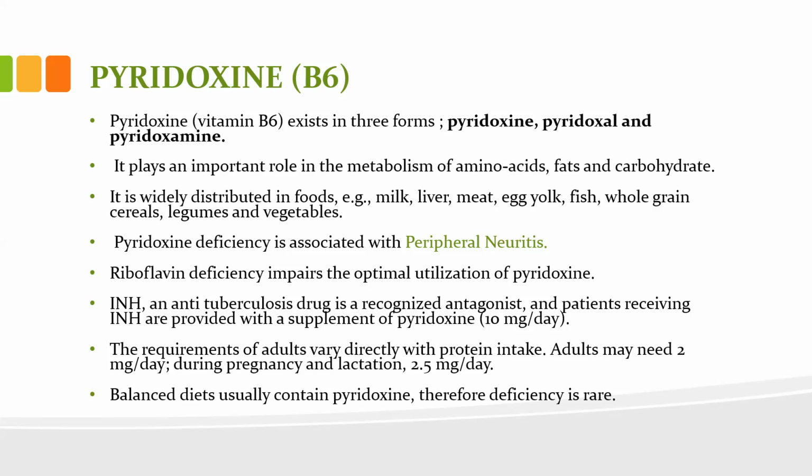Isoniazid, which is an anti-tuberculous drug, is a recognized antagonist, and patients receiving isoniazid are provided with a supplement of pyridoxine at a dose of 10 milligram per day. The requirement of adults varies directly with the protein intake. Adults may need 2 milligram per day, and in pregnancy and lactation, the dose can be as high as 2.5 milligram per day. A balanced diet usually contains pyridoxine, so deficiency of pyridoxine is rare.